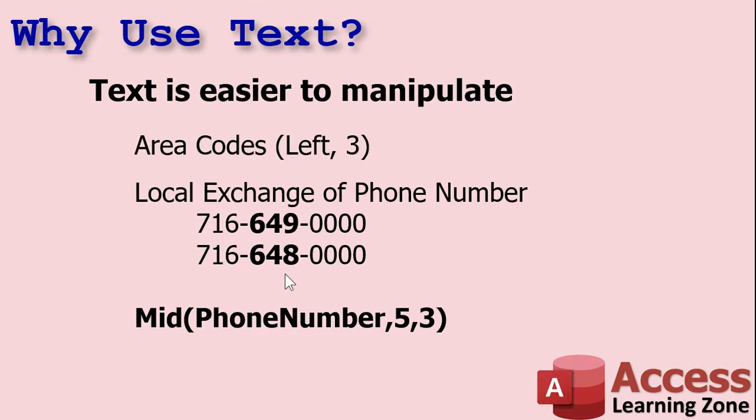If you only service people in Hamburg, you only want to service those 2 exchanges, use the mid function: mid phone number, comma 5, comma 3. That says go in 1, 2, 3, 4, find the 5th character, and give me 3 of them. And bam, you got the exchange.